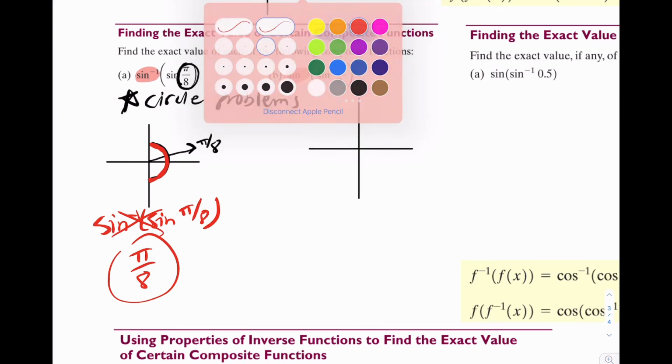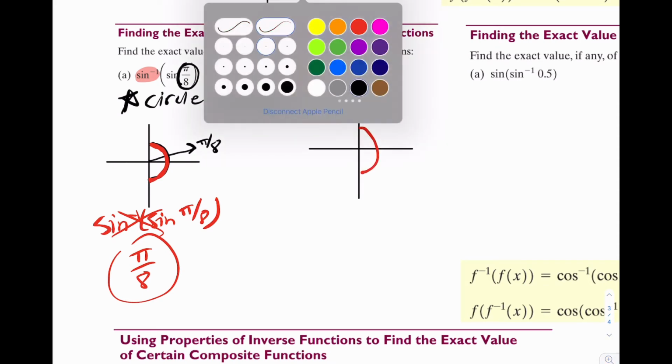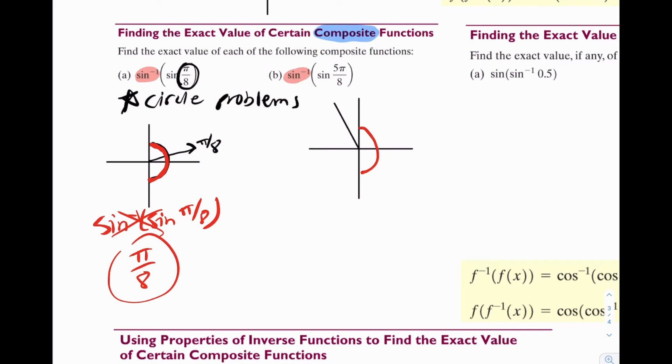So again, highlight quadrants 1 and 4. 5 pi over 8, that should be somewhere in quadrant 2. That'd be right here. Now the reason I know that is because this should be 4 pi over 8. That's pi over 2. So now we're in a situation where we can see we are not in the range. So what you do is you use reflection to get it in the range.